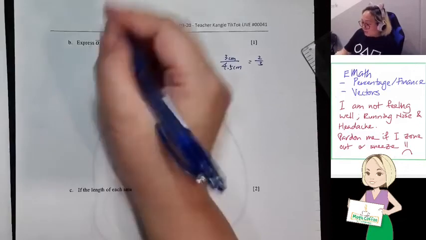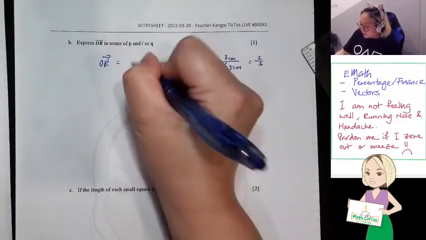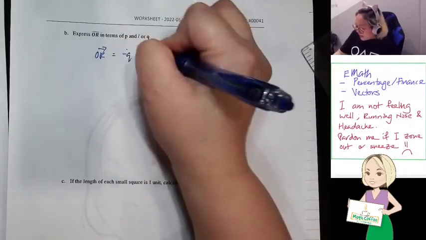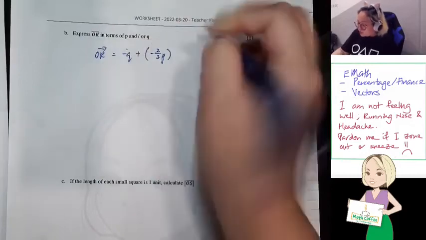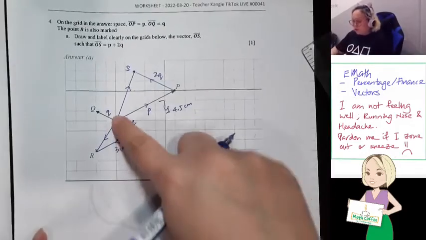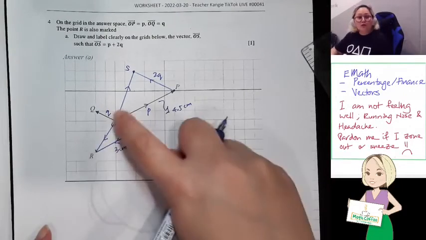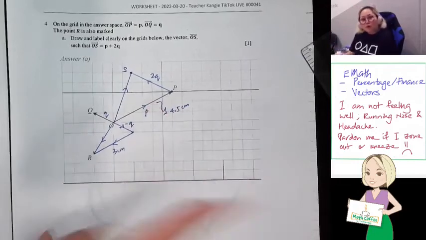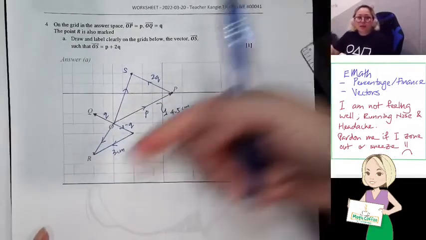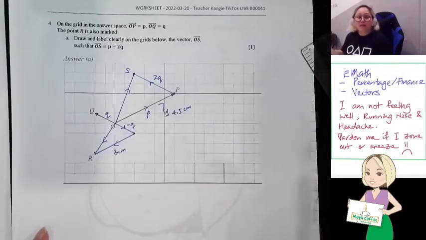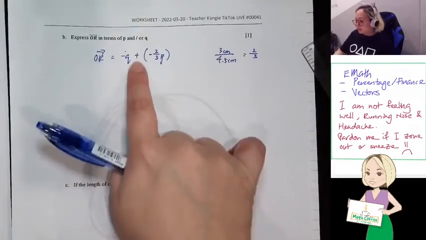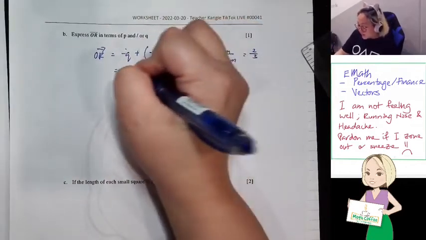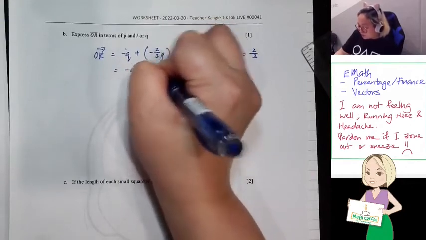So my OR will be equal to minus Q plus negative 2/3 P. So why is it negative 2/3 P? Because OR shortcut is O to R, right? So you need to walk from O to here and then from here to here. But my P is going upwards. Since I'm coming downwards, I have to times negative P instead, and it is 2/3 P. So that's why it's plus negative 2/3 P. To simplify, it is just minus Q minus 2/3 P. And we're done.